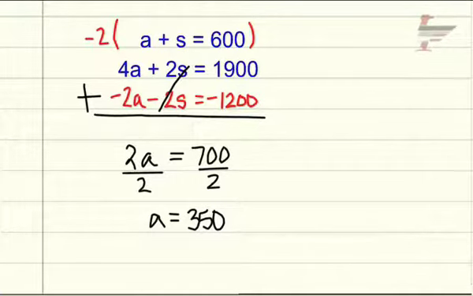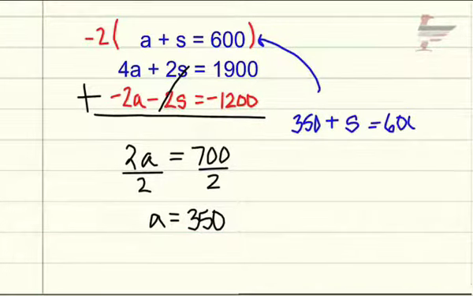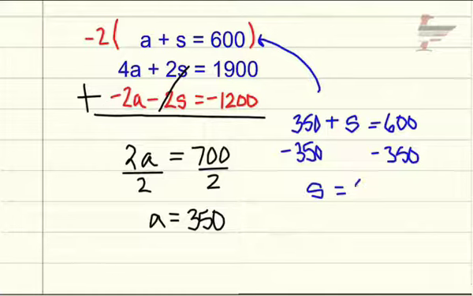Now, to get our number of student tickets, all that we have to do is go back to one of the equations. I'd like to pick the more simple equation, which to me seems to be the top one. We know what A is, so let's go ahead and put in 350 for A. So 350 plus S equals 600. And just solve for S. So we subtract 350 from both sides. S is equal to 250. So we sold 250 student tickets.